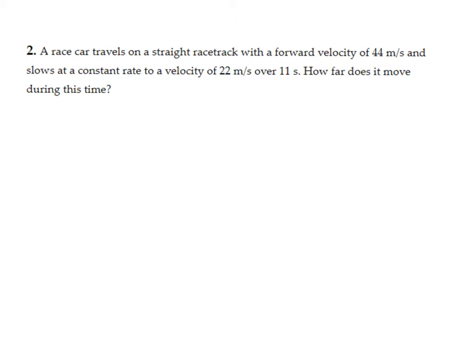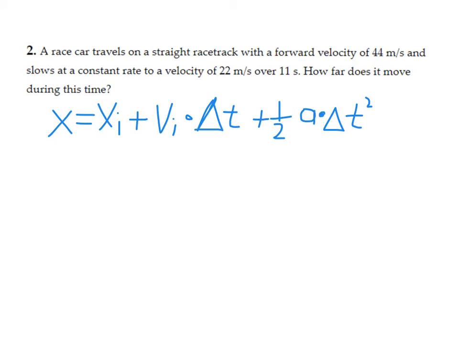So this is the formula for determining the position where we have an accelerated motion. The final position will be equal to the initial position plus the initial speed times the time interval plus a half of the acceleration times the time interval squared. This is a large formula to obtain this position.